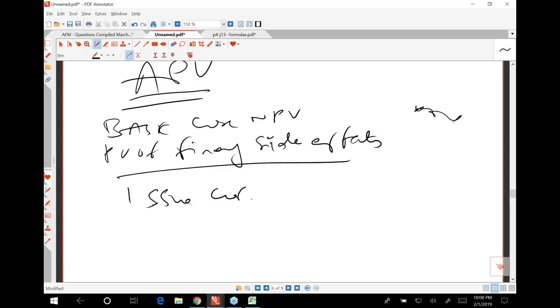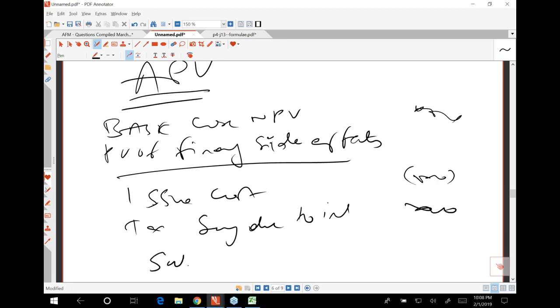So it could actually be issue cost. It could be the tax saving due to interest, subsidized loan, etc. Is it okay to everybody? Is everybody okay with these?